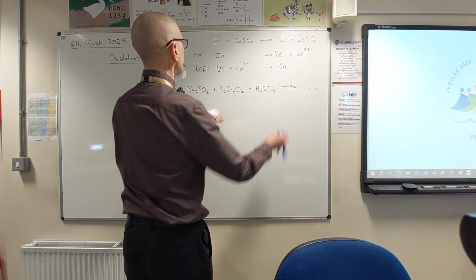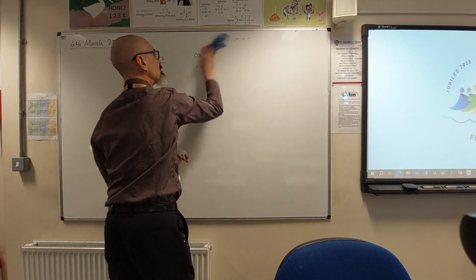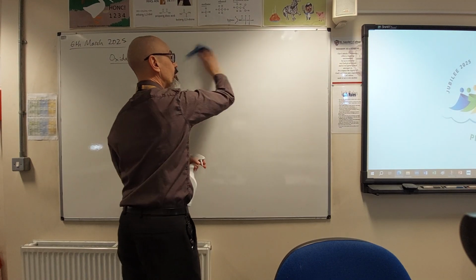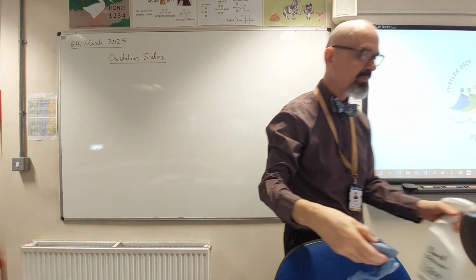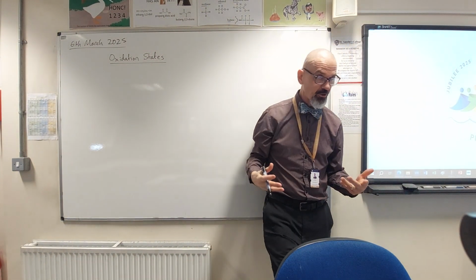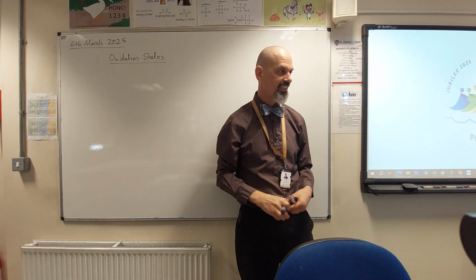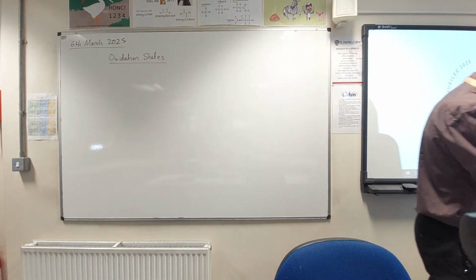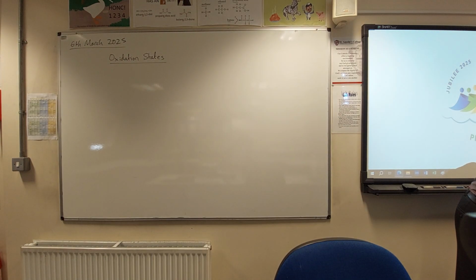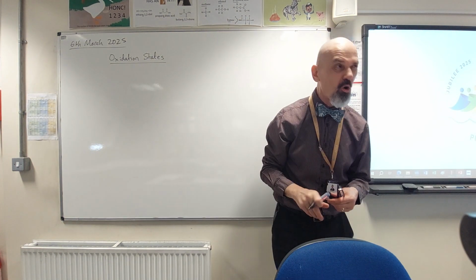So in order to be able to look at these more complicated equations and work out what's being oxidized and what's being reduced, we're going to give you a new tool for your chemical toolkit, and the tool is called oxidation state. Okay, so oxidation state is a system. Sometimes we call it a formal system.